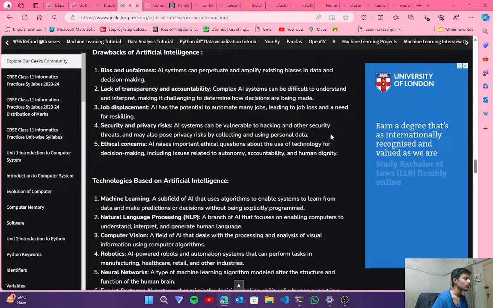Lack of transparency and accountability. Complex AI systems can be difficult to understand and interpret, making it challenging to determine how decisions are being made. Job displacement. Privacy risk. AI can be vulnerable to hacking and other security threats and may also pose privacy risks by collecting and using personal data. Ethical concerns. AI raises important ethical questions about the use of technology for decision making, including issues related to autonomy, accountability, and human dignity.